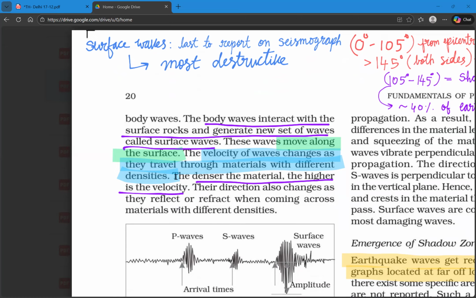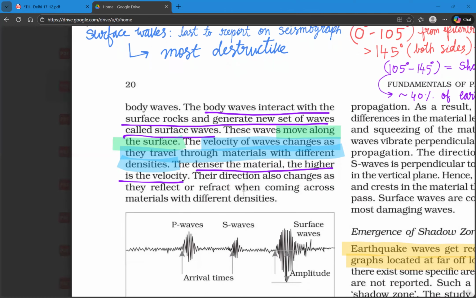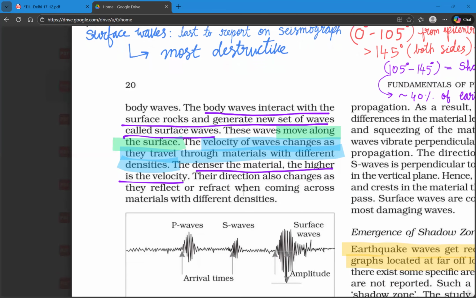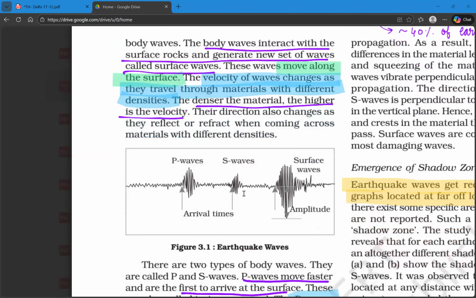The velocity of waves changes as they travel through materials with different densities. The denser the material, the higher is the velocity. So the velocity of the wave is directly proportional to the density of the material it is passing through. Their direction also changes as they refract when coming across materials with different densities.